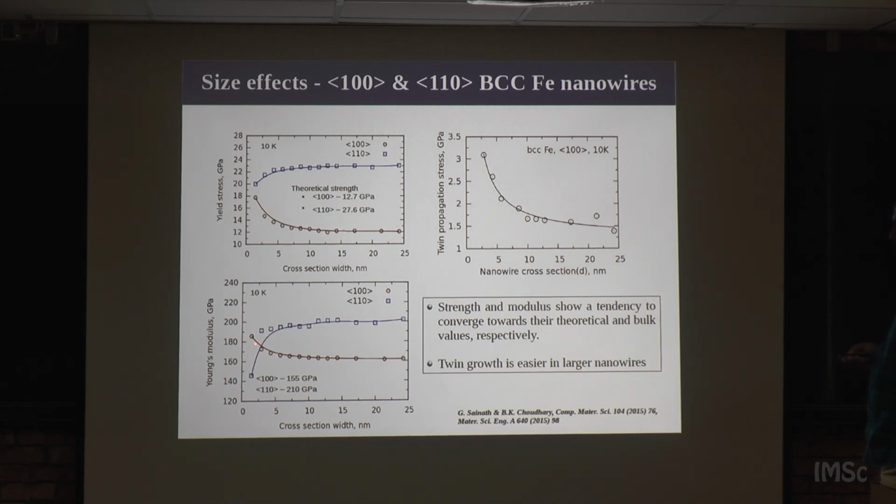For example, you can see the 100 shows a tendency to approach 155 GPa, whereas the 110 shows a tendency to approach 210 GPa. This is the twin propagation stress, the stress needed to make the twin boundaries move. That also decreases with increasing size.